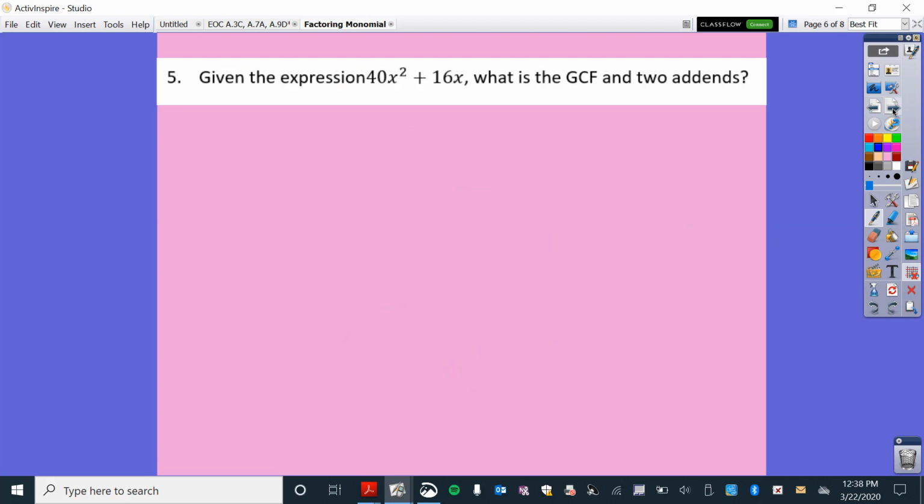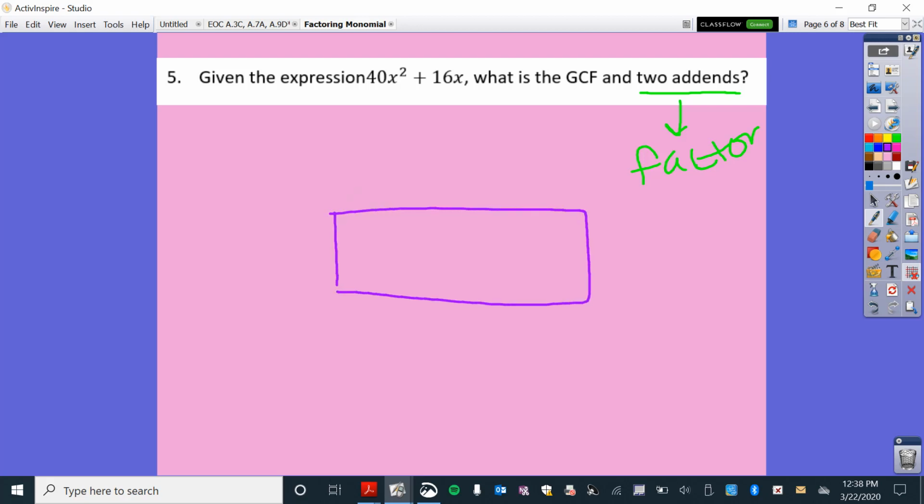Number 5, so given the expression 40x squared plus 16x, what is the GCF in 2 addends? So all this is saying is, this right here is just telling you what's your factor, what's on top. That's a way that they're going to ask you later on, especially when you do Imagine Math, so we just want you to understand what that means. So they give you your expanded form, they give you what goes on the inside, and they want to know, okay, what's your GCF and what goes on top?